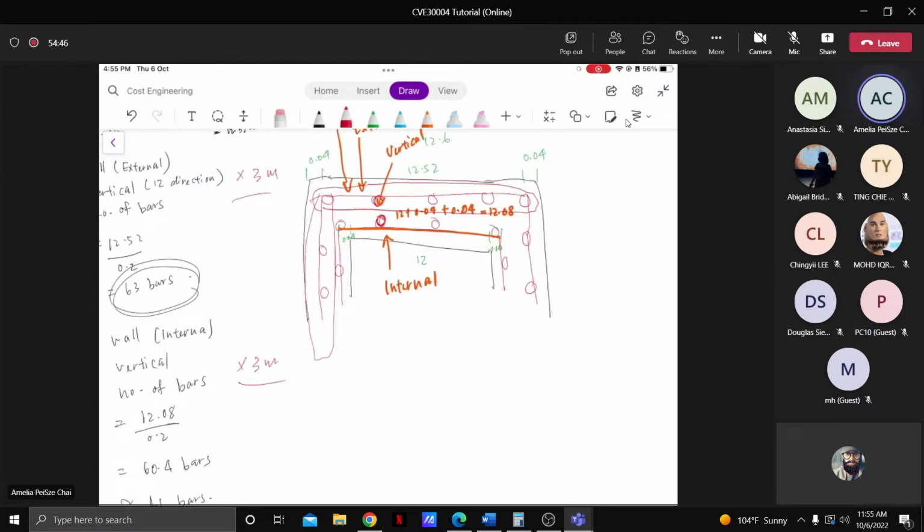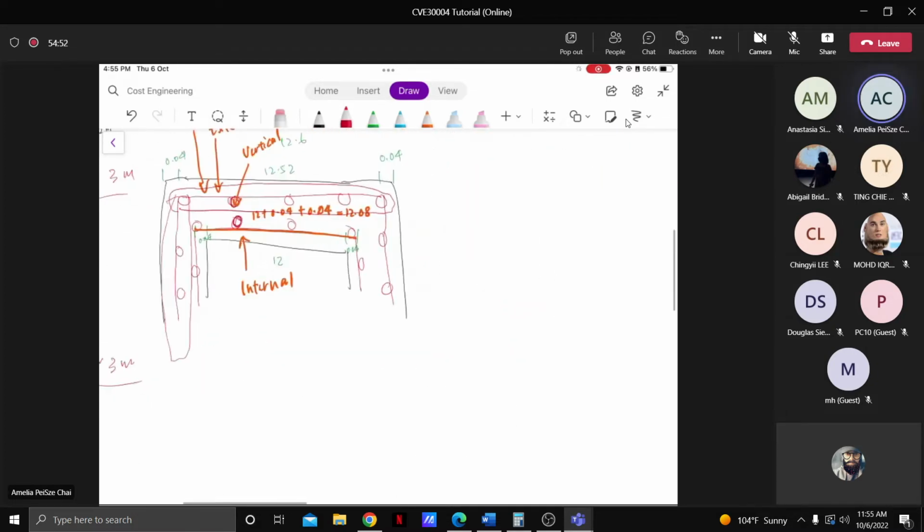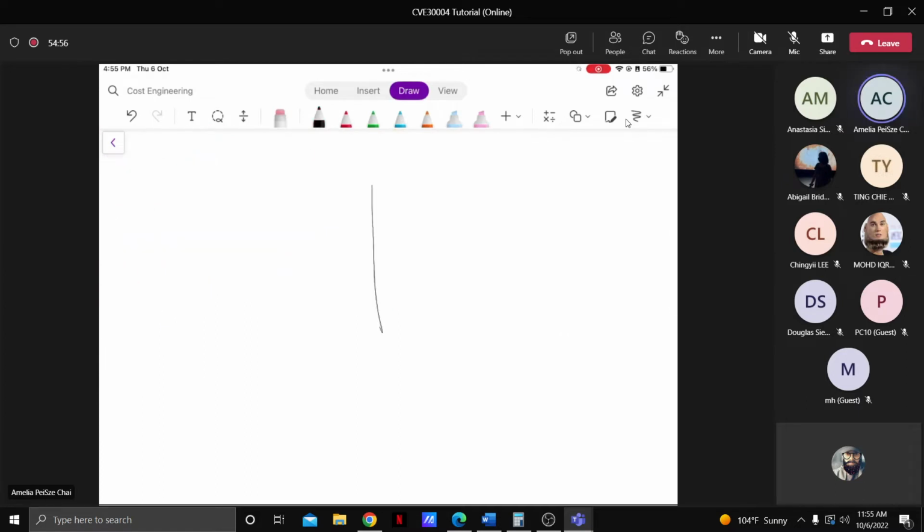Then we have the horizontal bar. For horizontal, you have something like this. The bar will look like this, right? Your cover is 0.04. We look for here, 0.04. So your height is 2 meters. So you minus off 0.04, you get 1.96 meter.